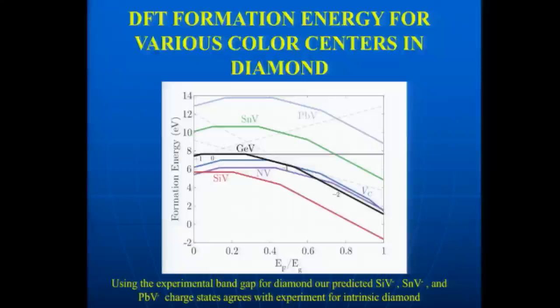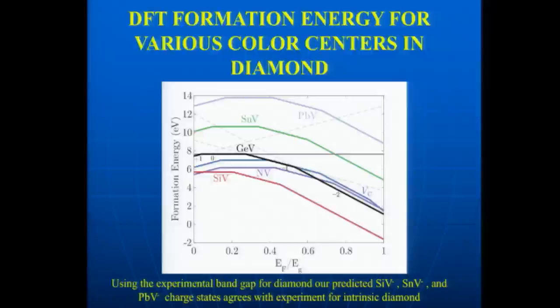And again, the prediction is that for intrinsic diamond, the negative charge state would be preferred for all of these particular color centers. Now, that's not a constant. You can vary the charge state you want by just varying the Fermi level of the system by doping it.